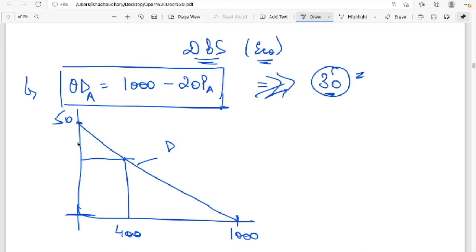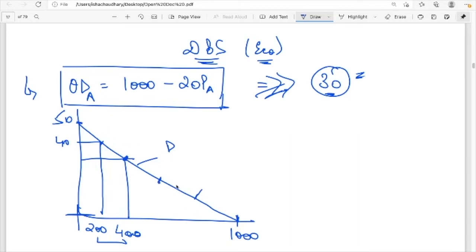When I fix my price at 40, my quantity demanded will fall to 200. But I'm moving along this graph only. I'm not going outside this graph. I'm not saying that I have another graph, another function altogether. I'm moving along this graph.